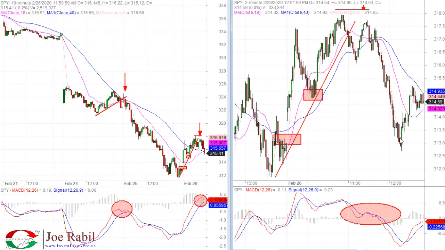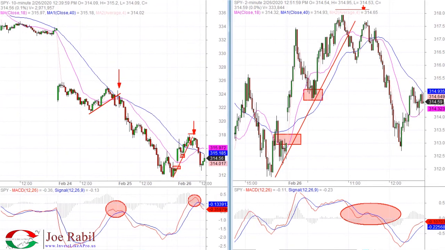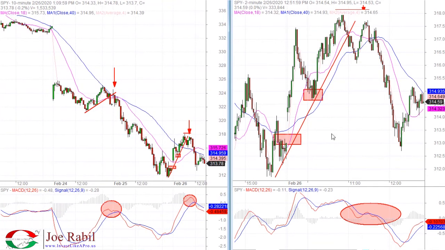Even if I put in a stop at 316 and give it some room, I'm still locking in some money. So it really depends on whether you want to stay with the trend, and whether you would like to just get in and get out.